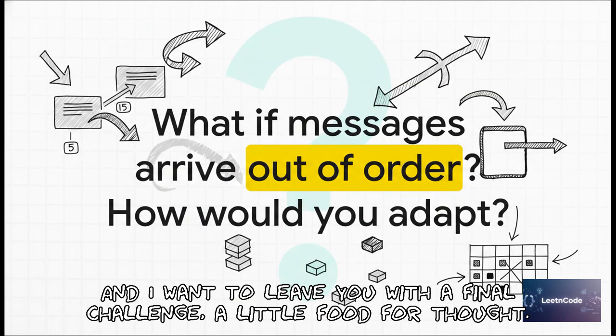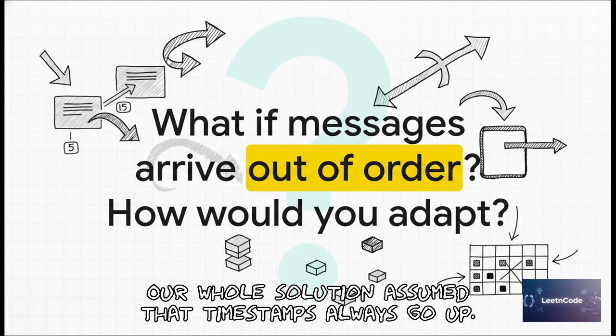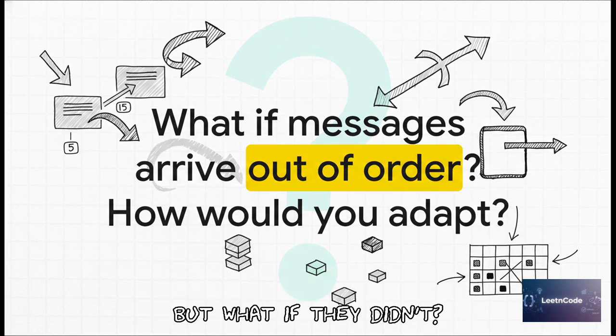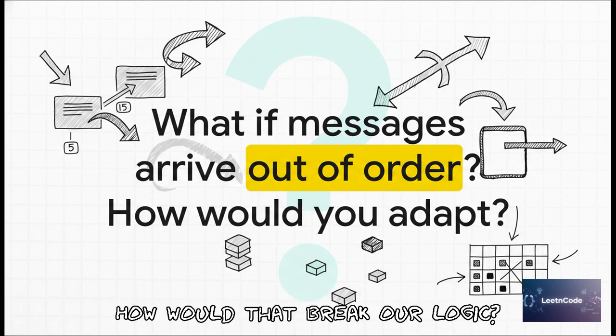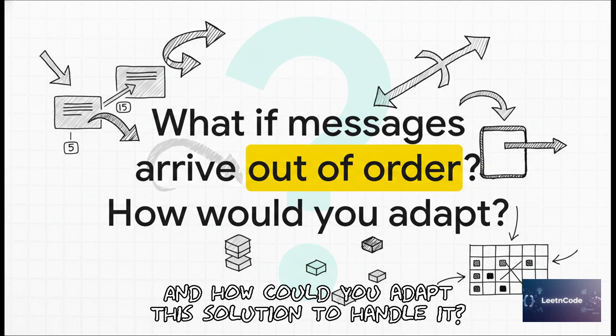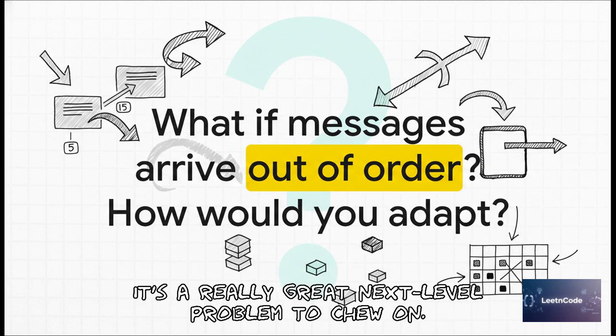And I want to leave you with a final challenge, a little food for thought. Our whole solution assumed that timestamps always go up. But what if they didn't? What if a message from timestamp 5 arrived after a message from timestamp 15? How would that break our logic, and how could you adapt this solution to handle it? It's a really great next-level problem to chew on.